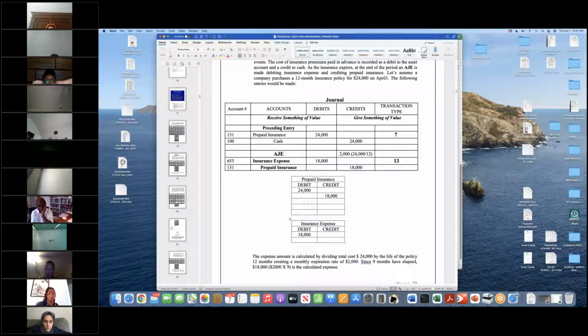Any questions? So these are simply adjusting entries. How do we get to 18,000 again? I missed that part. We simply counted from April to December, and since it was April 1st, that was 9 months. Then we multiplied that by the 2,000 per month that was being used. Got it? Yeah. So first you figure out the amortization rate per month, dividing the total cost by the life of the asset, in this case 12 months. That tells you it's expiring at the rate of 2,000 a month. Then you count how many months have gone by and multiply it by the monthly expiration amount.